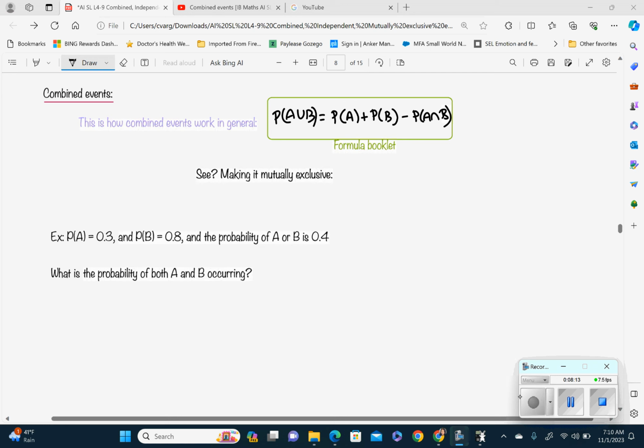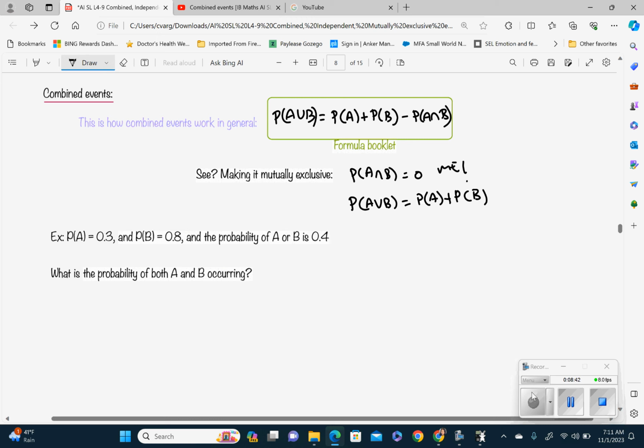So if it tells you that they're mutually exclusive, remember that the probability of A and B is equal to 0. That's one thing for sure, right? And then the other thing is that the probability of A or B is equal to the probability of A plus the probability of B, okay?